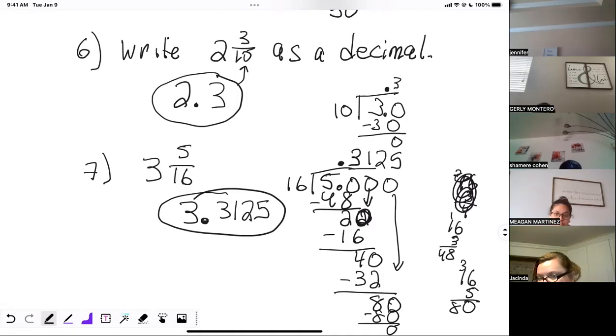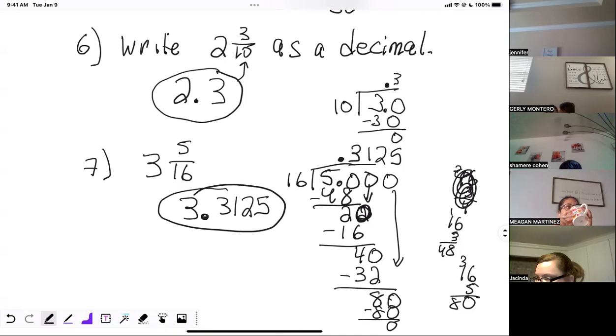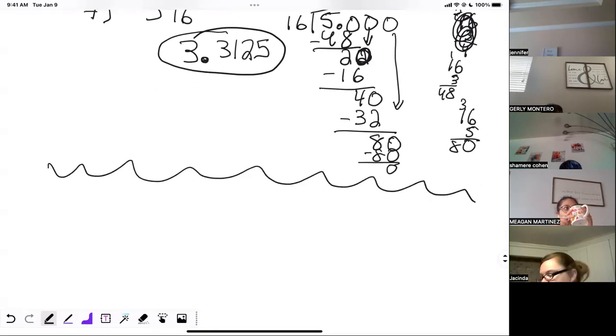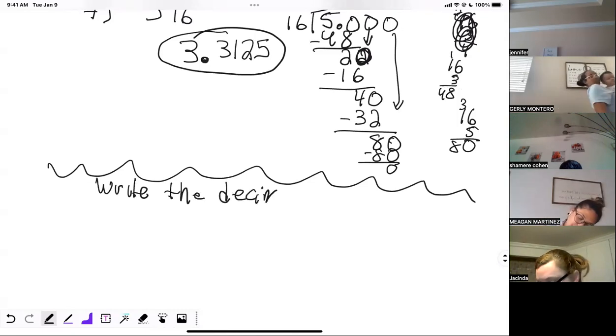All right, so I want to go back and look at changing fractions to decimals using powers of 5 in the denominator, something like this. I just want to look at it one more time. So let's say I want to write the decimal form of each fraction.